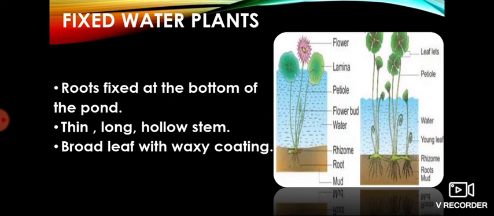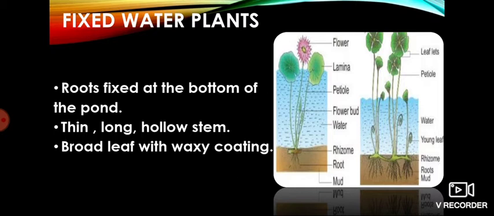Now, the fixed water plants. These plants have their roots fixed to the bottom of the pond. They have thin, long and hollow stems to reach the surface of the water.